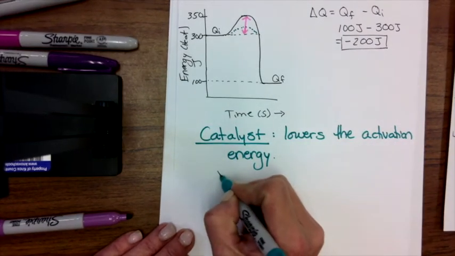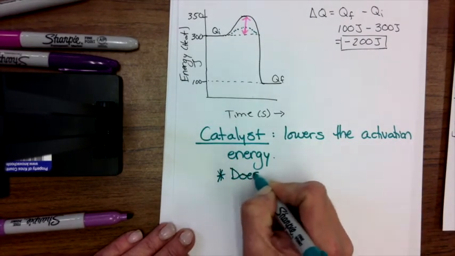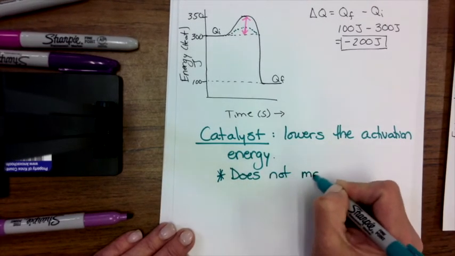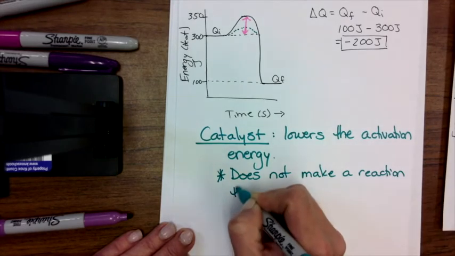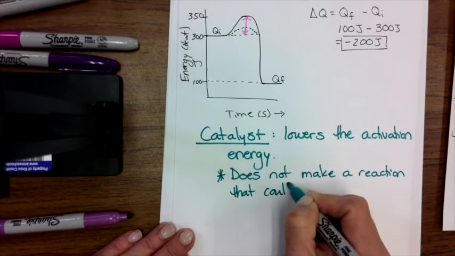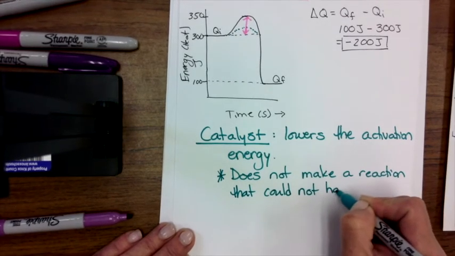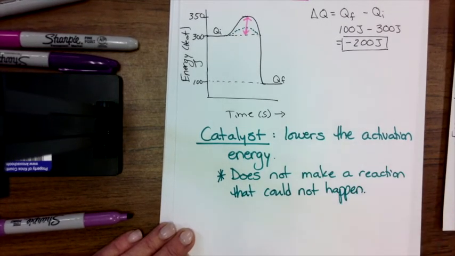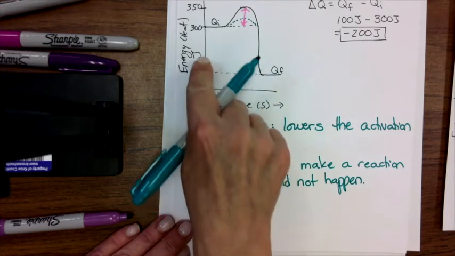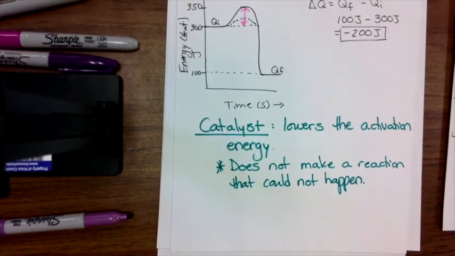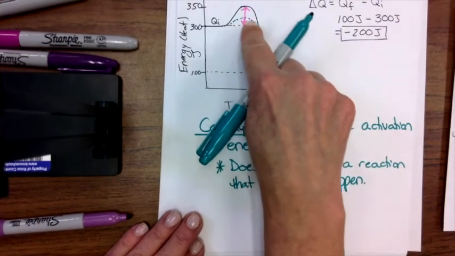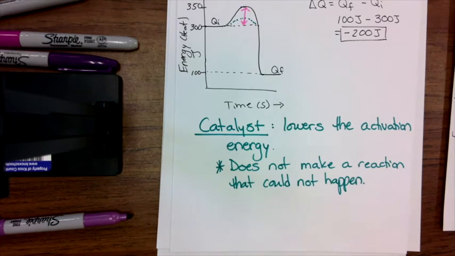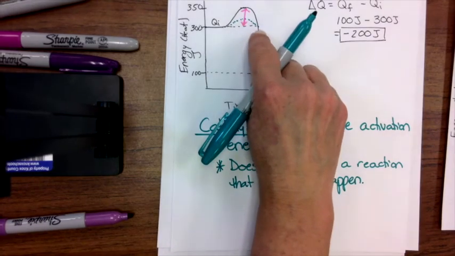What a catalyst does not do is make a reaction happen that could not happen. It can only make reactions that already would happen. It just lowers that activation energy. You might have also heard that it speeds up the reaction. If you notice here, it's not that it necessarily speeds up the reaction, it just requires a lot less energy to get it started. So in essence, because it can start sooner, but it still ends at the same amount of time.